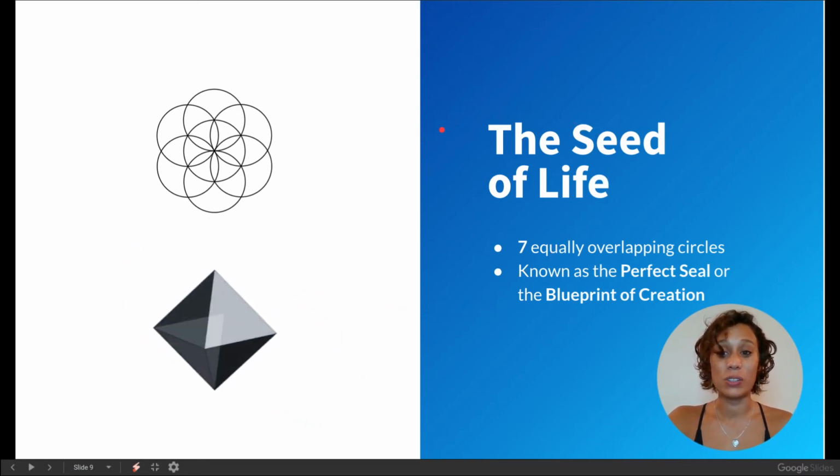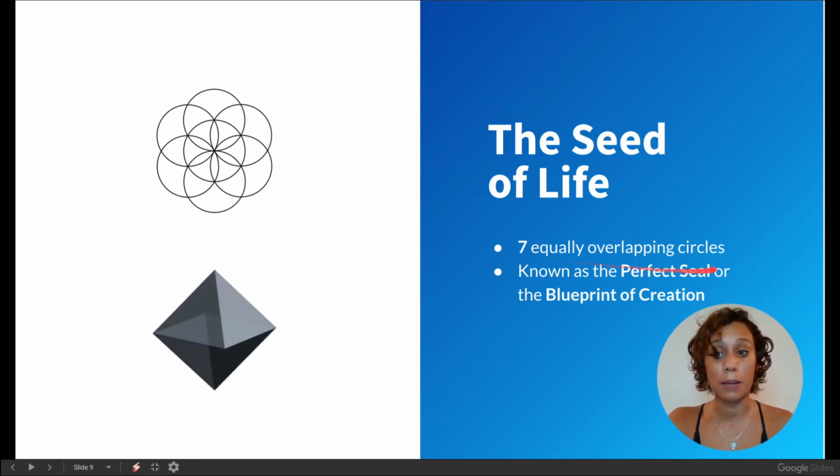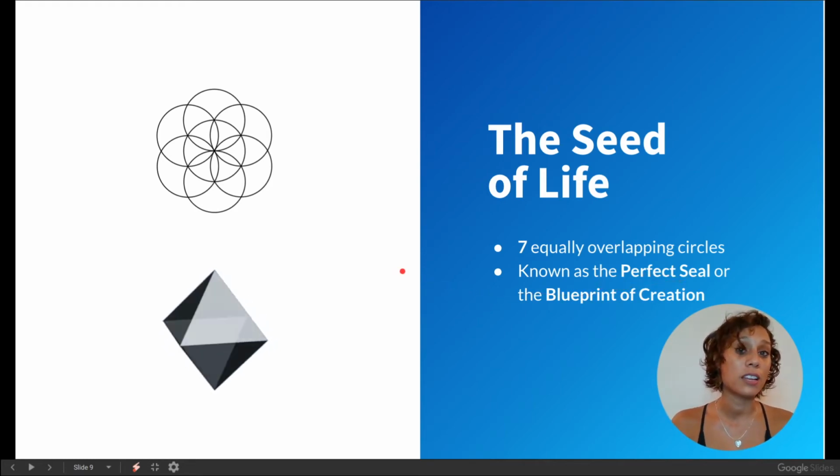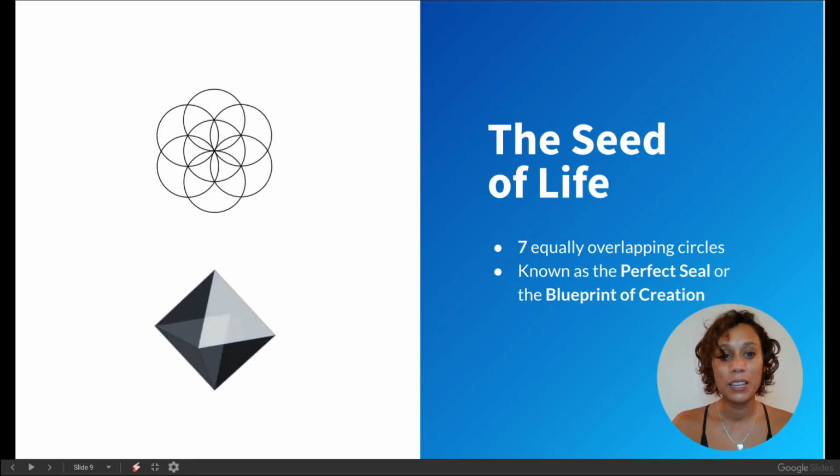And this is called the seed of life. It has 7 equally overlapping circles. That's very important, the number 7. If you recognize that, the 7 days of creation. And it's known as the perfect seal, or sometimes also the blueprint of creation. And I had another broadcast about this a few weeks ago. So if you want to see that, check it out on YouTube.